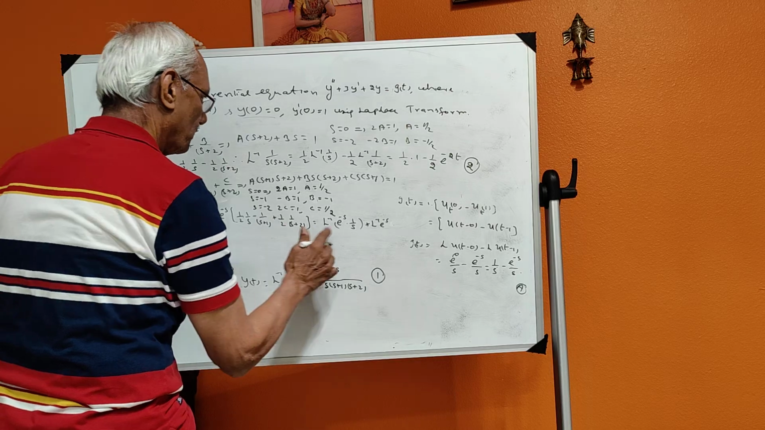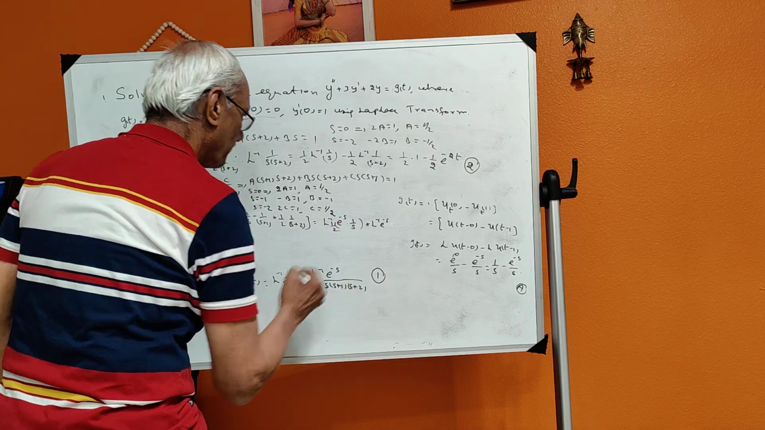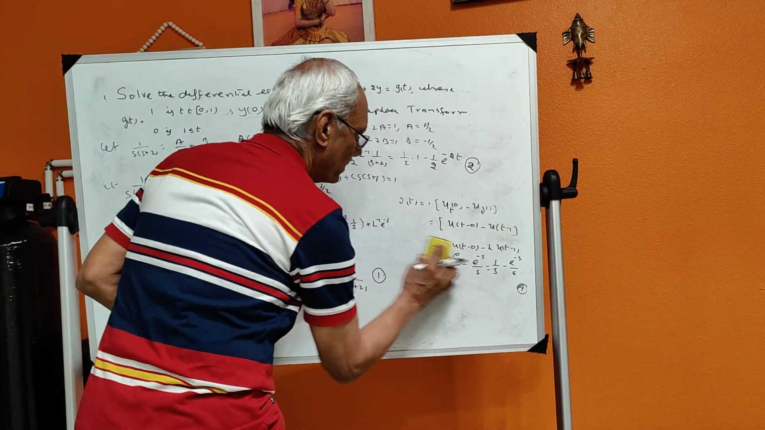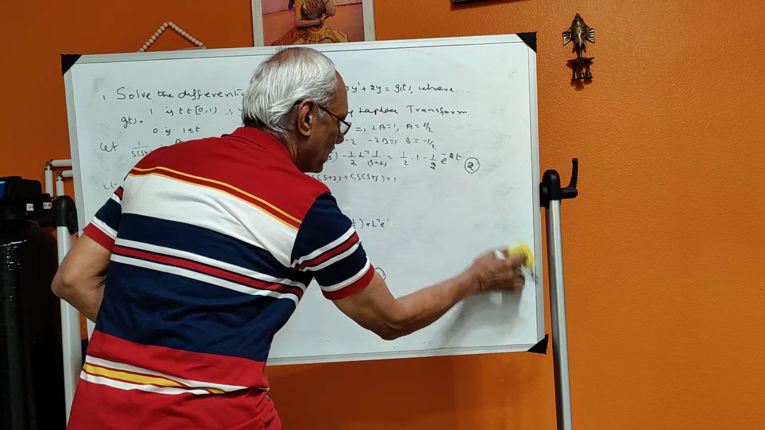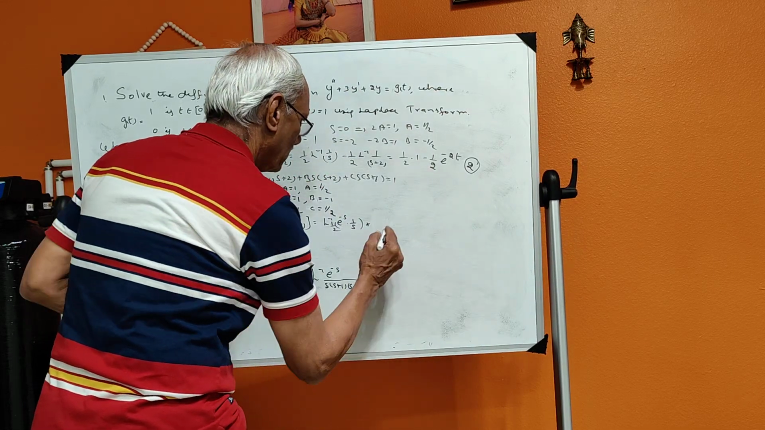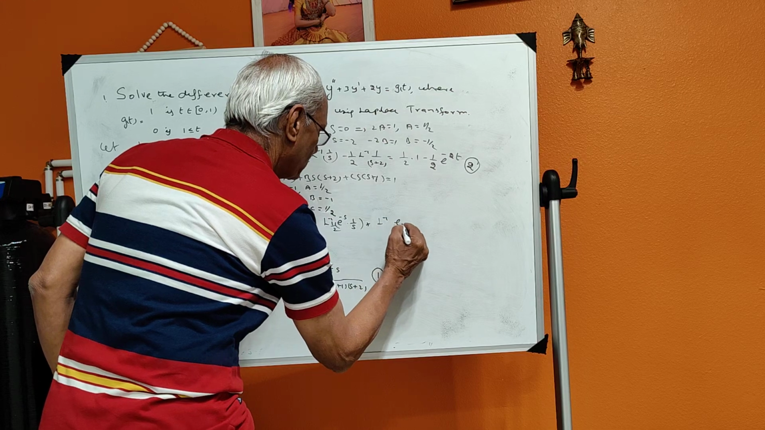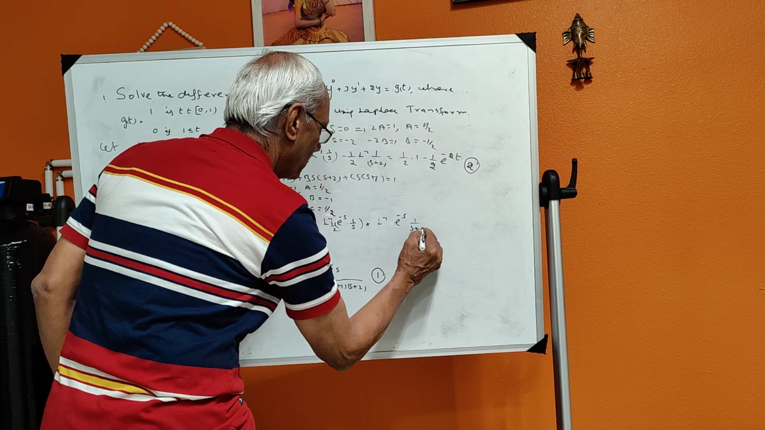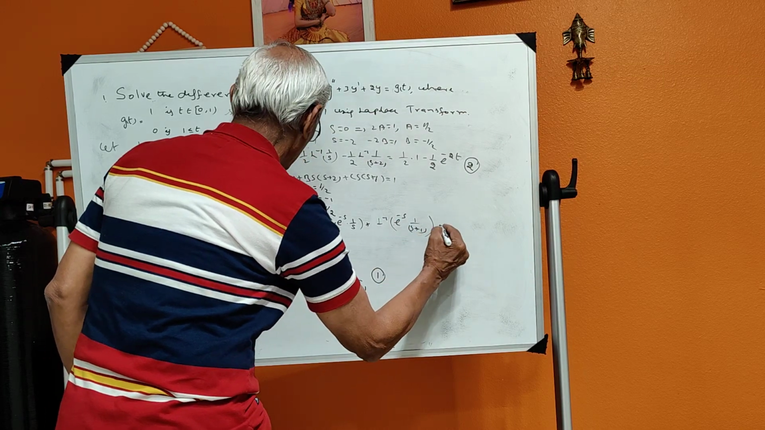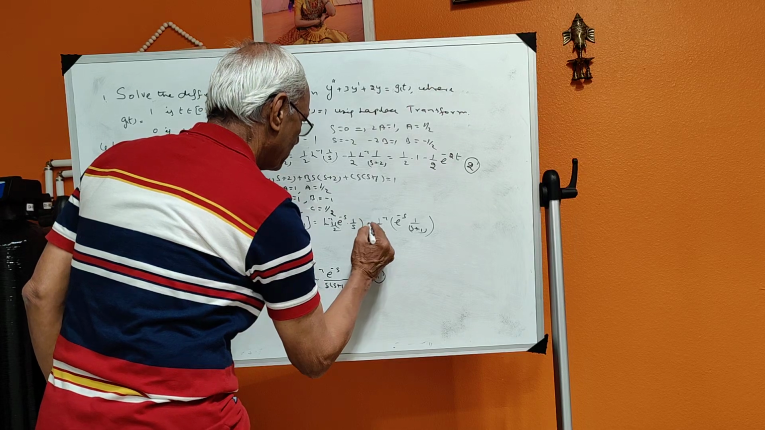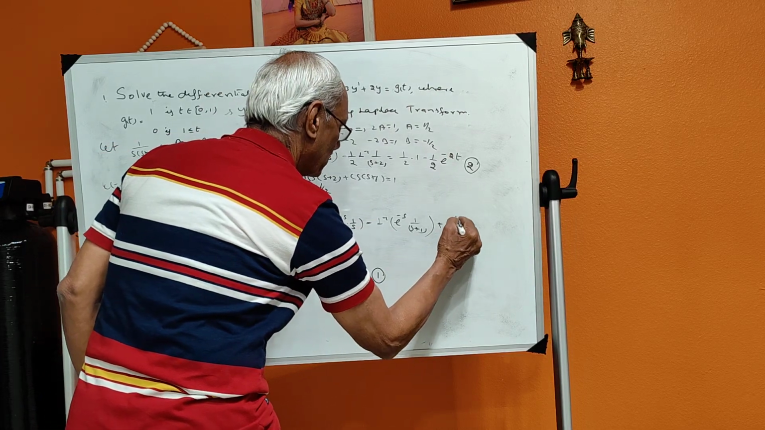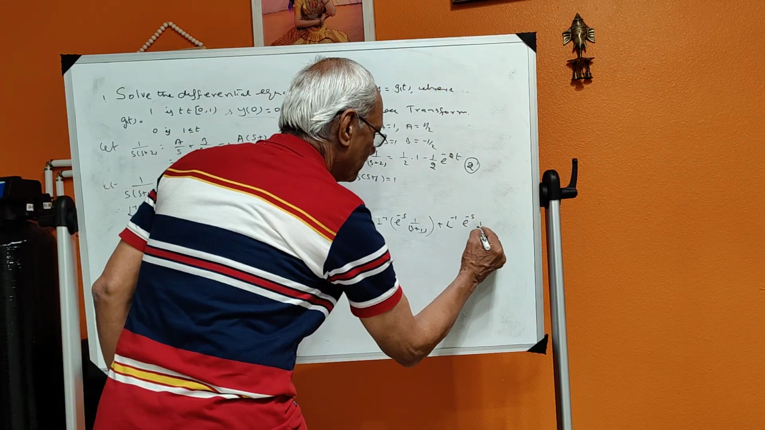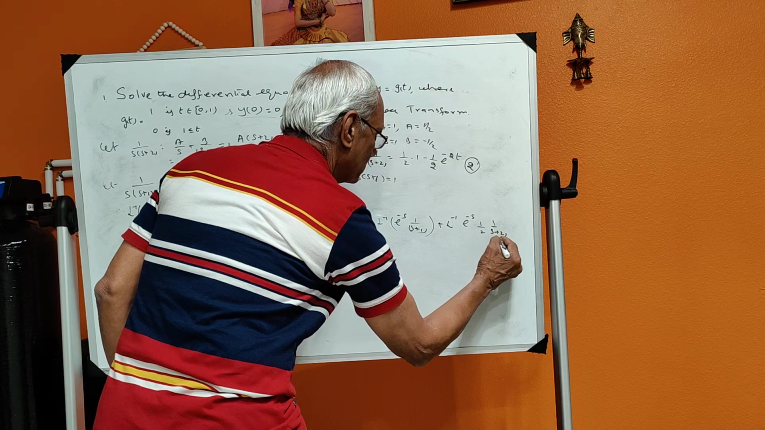It is half into e to the power of minus s by this, plus L minus 1 of e to the power of minus s into 1 by s plus 1. It is minus, plus L minus 1 of e to the power of minus s into half s plus 2.